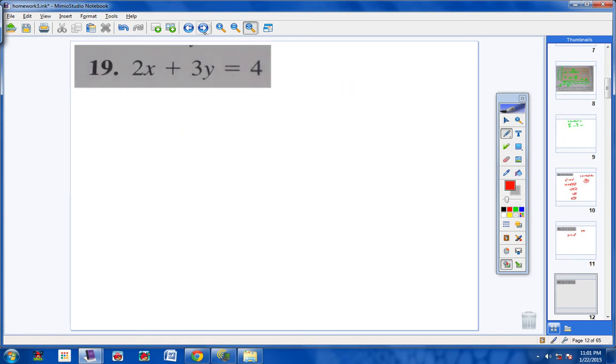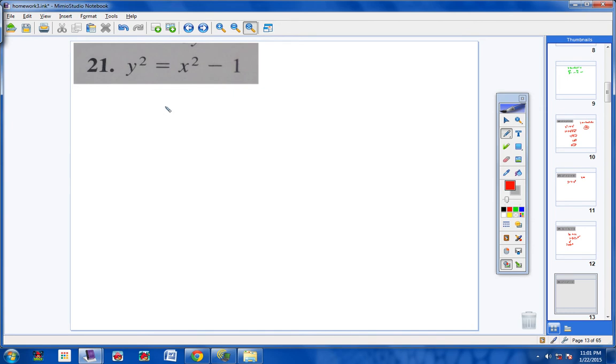Number 19. Okay, let's get y by itself. Divide everything by 3. Students, I don't care what you put in for x, you're only going to get out one output. Every input that you put in will give you one output. So yes, this represents a function.